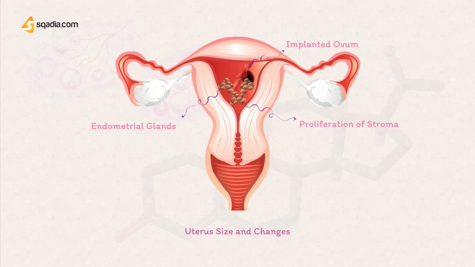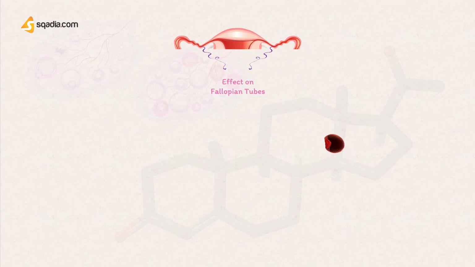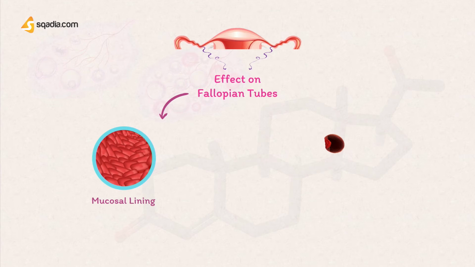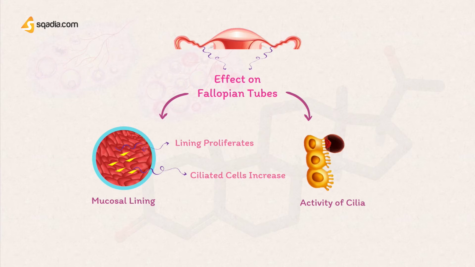Now let's talk about the effect of estrogen on the fallopian tubes. First of all, estrogen affects the mucosal lining of the fallopian tube by increasing the proliferation of the lining. And the second effect, on the cilia, is that it increases the number of cilia that are present in the fallopian tube's lining. Now, the activity of cilia is further enhanced by the effect of estrogen, and these cilia are responsible for propelling the fertilized ovum towards the uterus.